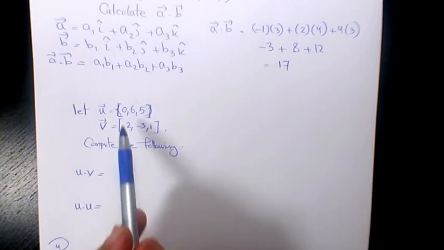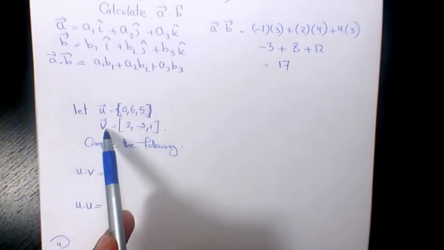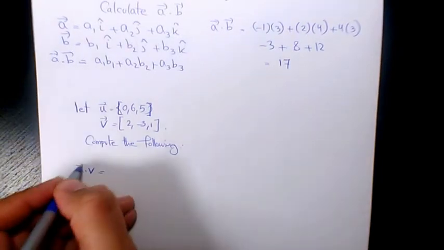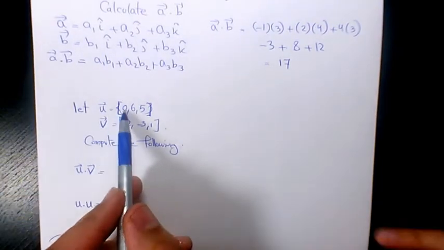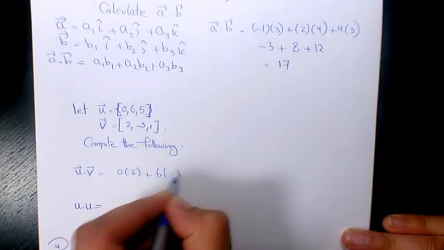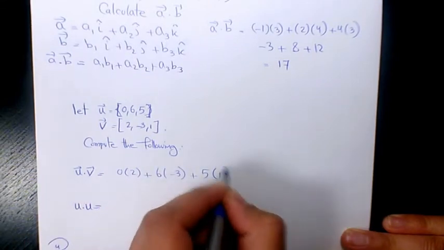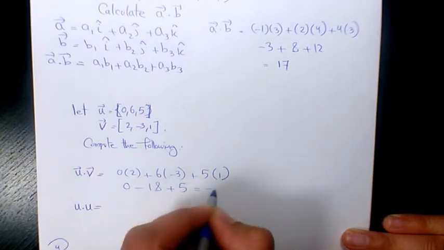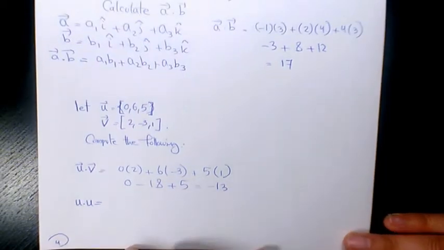Next example, U is 0, 6, 5, V is 2, negative 3, and 1. Compute the following, the dot product of U and V. So it's going to be 0 times 2 plus 6 times negative 3 plus 5 times 1. So it's going to be 0 minus 18 plus 5, that will be negative 13.